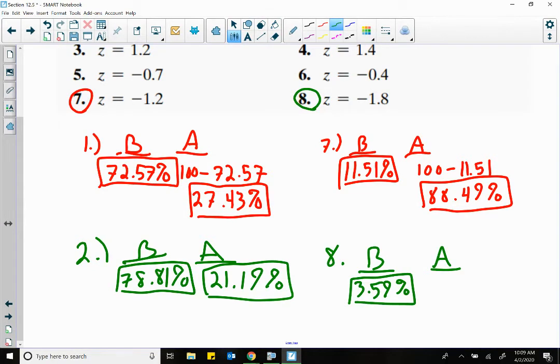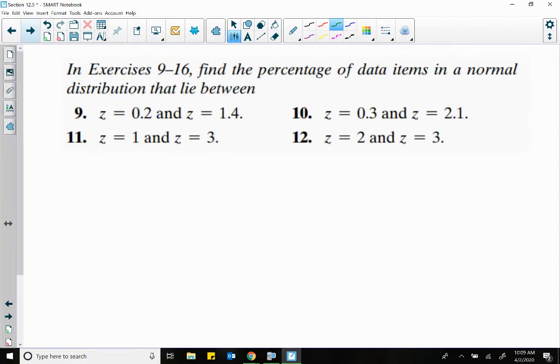To get the above, we'll take 100 minus 3.59 and we get 96.41%. And there you go. Easy peasy. Let's take a look at the next one.